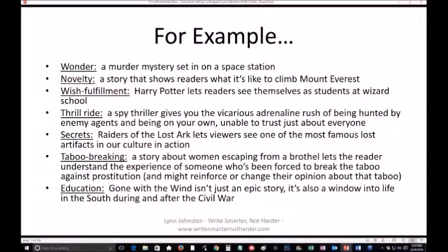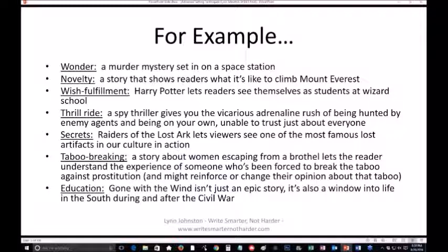So let's look at different types of fiction and different types of appeal. If you're going for wonder, that would be a great appeal for a murder mystery set on a space station. The thrill of that could actually be what it's like to live on a space station, and how different it is to be in space than it is to be on Earth. And that might be the big draw of your story. The murder mystery might just be interesting to the reader, but it might be that it's set on a space station that causes them to buy the book.